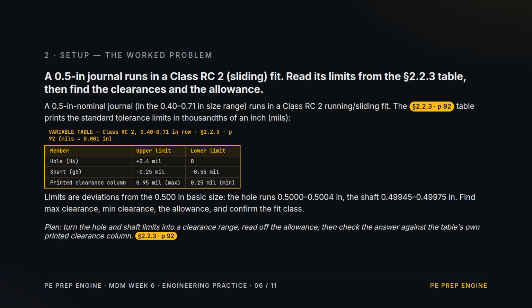These are deviations from the half-inch basic size, so the hole runs a touch over half an inch and the shaft a touch under. The table also prints its own clearance column, which we'll use to check our work. Find the maximum and minimum clearance, the allowance, and confirm what kind of fit this is.